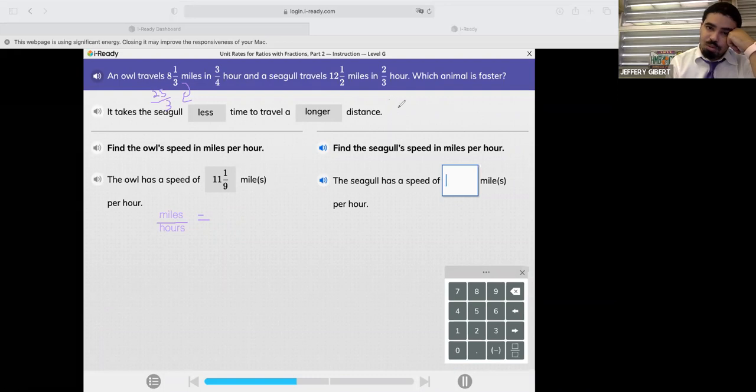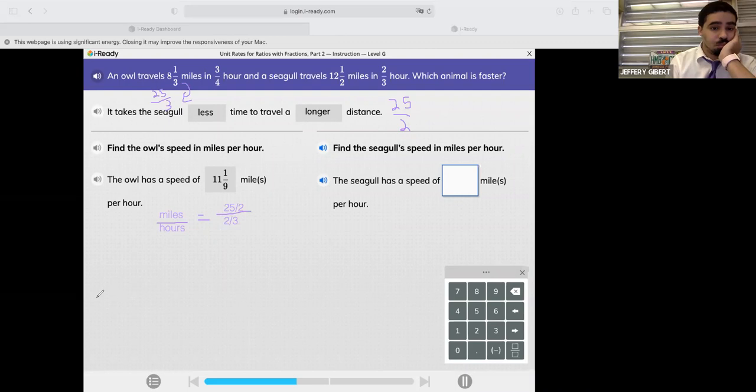It's 25 over 2. How'd you get that? Because 12 times 2 is 24. 24 plus 1 is 25. And we keep the denominator the same. All right, good job. And what's the hours? 2 over 3. How do you get the unit rate?